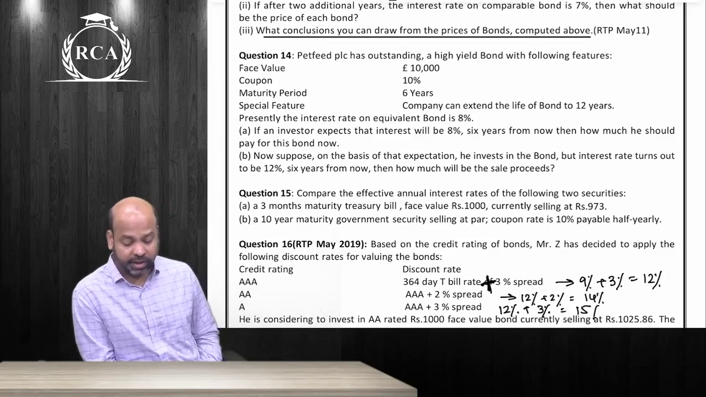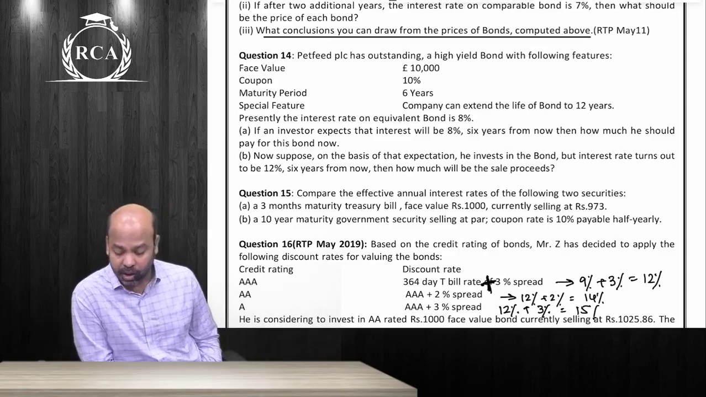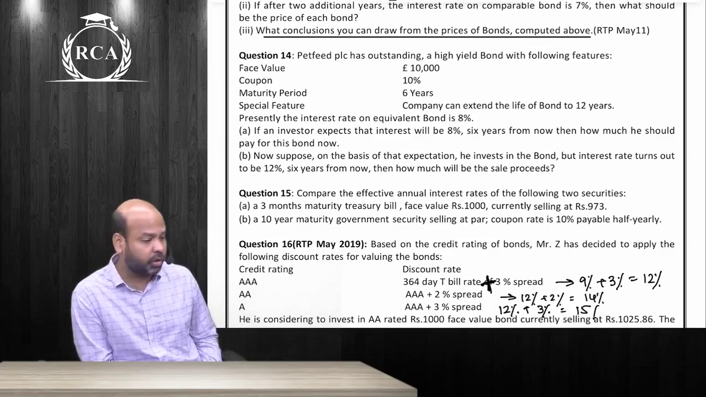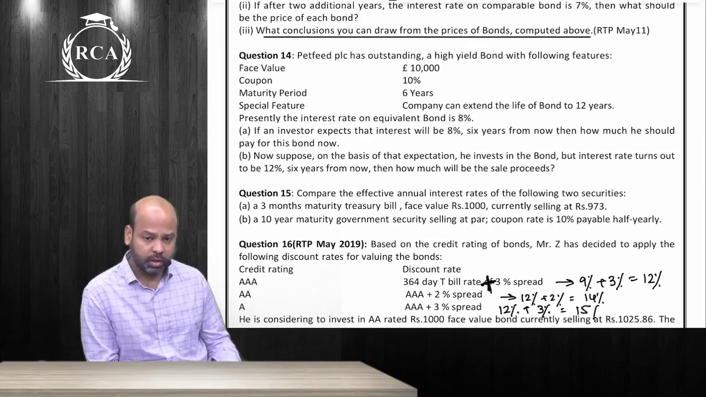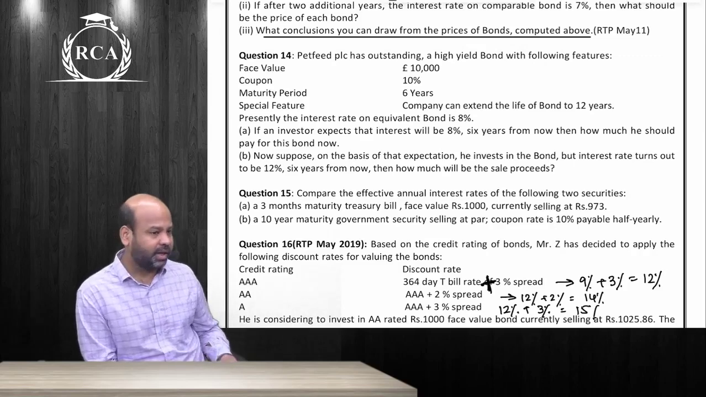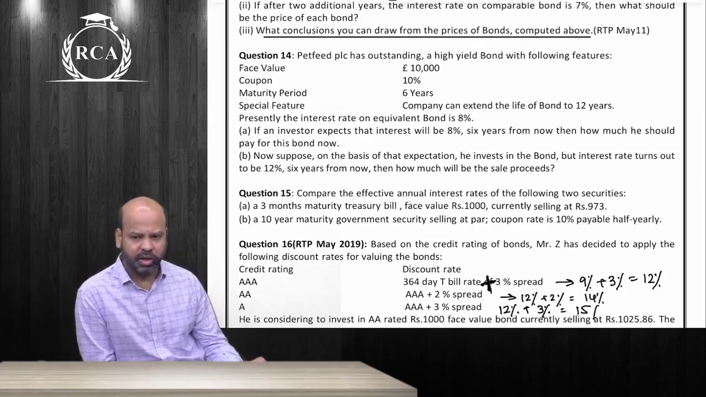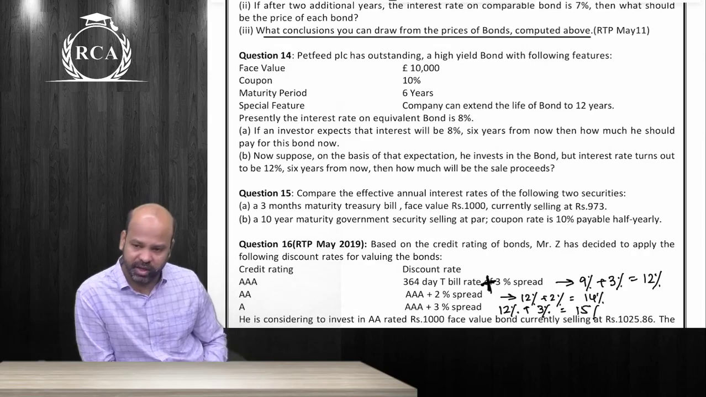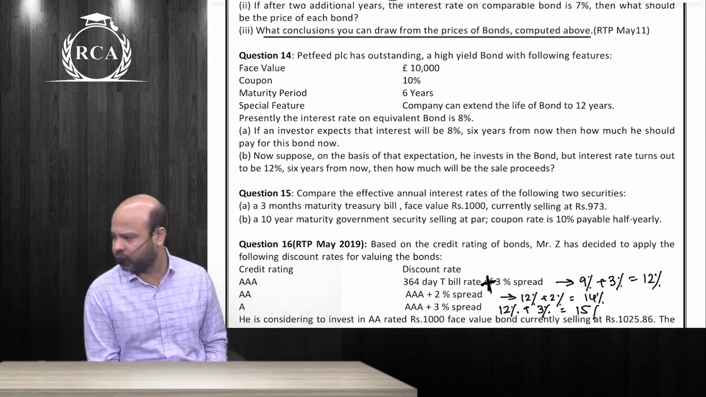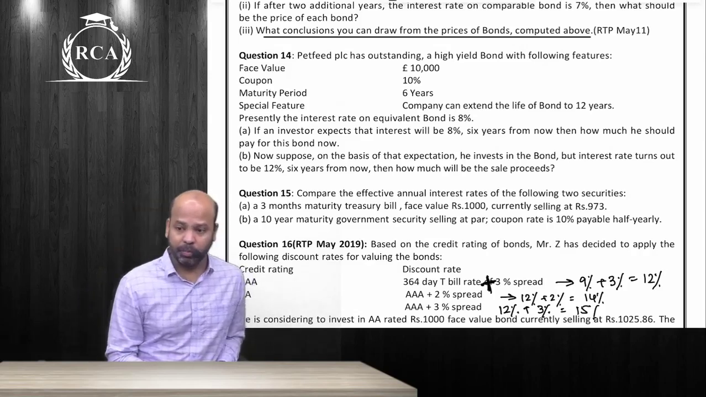If an investor expects that interest will be 8% 6 years from now, how much should he be paying for this bond now? You're expecting that the interest rates that are going to prevail after 6 years will remain at 8%. If the interest rate prevails at 8% only, guys, then what is the amount that you will be willing to pay for the bond?